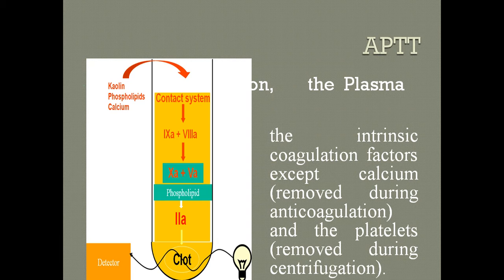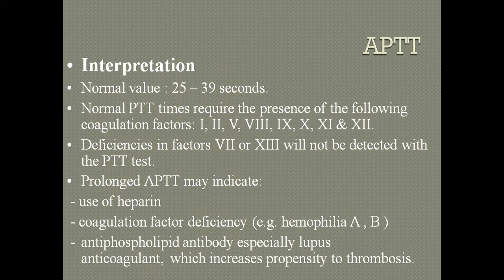The normal range for this test is 35 to 40 seconds, or you can say 25 to 39 seconds. Up to 40 seconds is sufficient for this. And you will use citrated plasma for this test. So, interpretation: 25 to 39 seconds and up to 40 seconds. You can say up to 40 seconds is sufficient for this test.